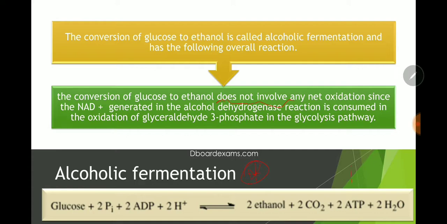Make sure you remember this reaction. Fermentation: you have glucose plus 2 inorganic phosphates plus 2 ADPs to produce 2 molecules of ethanol plus 2 carbon dioxide plus 2 ATPs and water. Key reaction to remember.